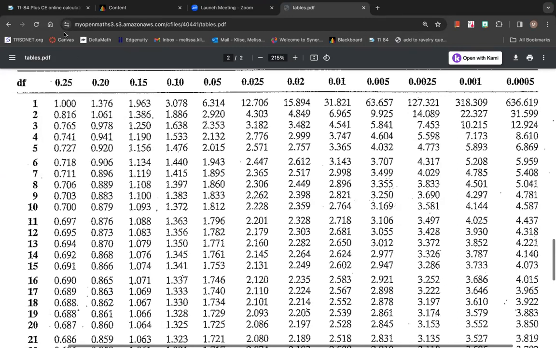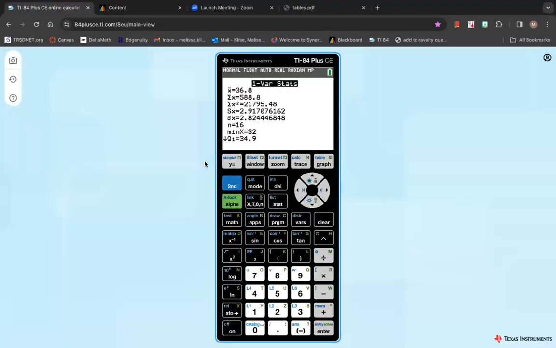I'll do it on the calculator also, just so we can all see it. Second vars down to inverse T, 0.025, 15 degrees of freedom. I know it shows negative, but we know it's a positive. It's the same number, 2.131. We better get the same number. Otherwise, we have issues. Well, I mean, we might have issues anyway, but we'd have different issues.